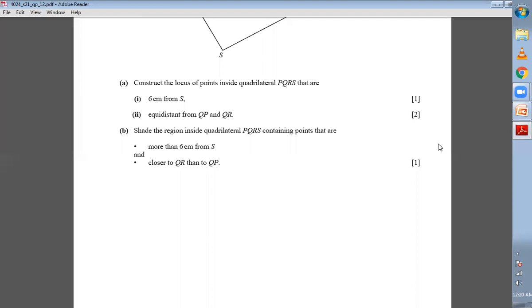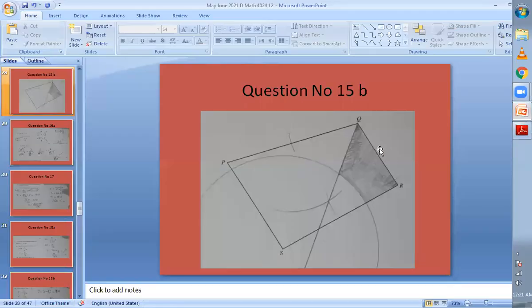Then he says, shade the region inside the quadrilateral PQRS. So you have to remain inside the PQRS containing the points which are more than 6 centimeter from S. So you have to remain outside the circle. You have to remain inside the quadrilateral, but outside the circle at the S. And you have to remain closer to the QR than to the QP.